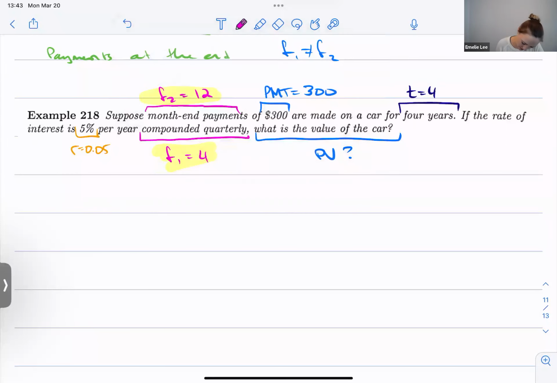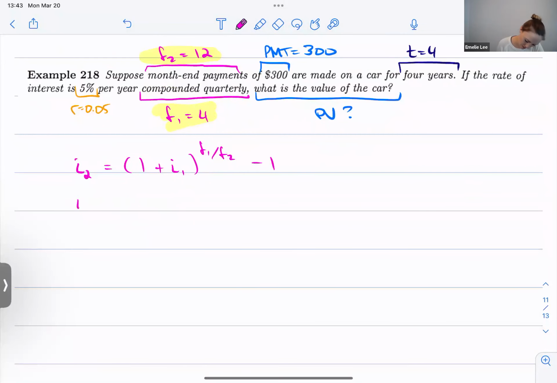So first thing we want to do is find I2, which is 1 plus I1 divided by, or to the power of F1 over F2, then minus 1. I2 is 1 plus I1, which is 0.05 divided by 4. Now, how I always read the power is I'm going from 4 compoundings per year and moving to 12 compoundings per year, because I'm forcing it to compound at the same frequency as the payments, okay?